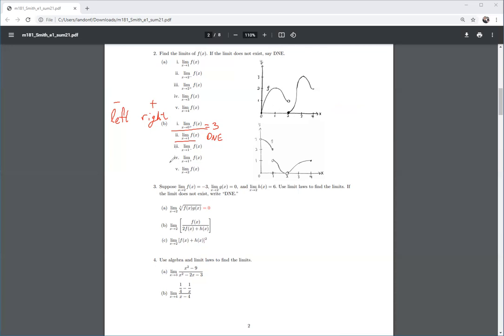Now moving on to 3. Now it's having us look at each individual one. We just ran through this. The left one approaches 2, and then the right one approaches 1. So from the left it goes to 2, and from the right it goes to 1. Now they want us to go as x approaches 2, from left and right.